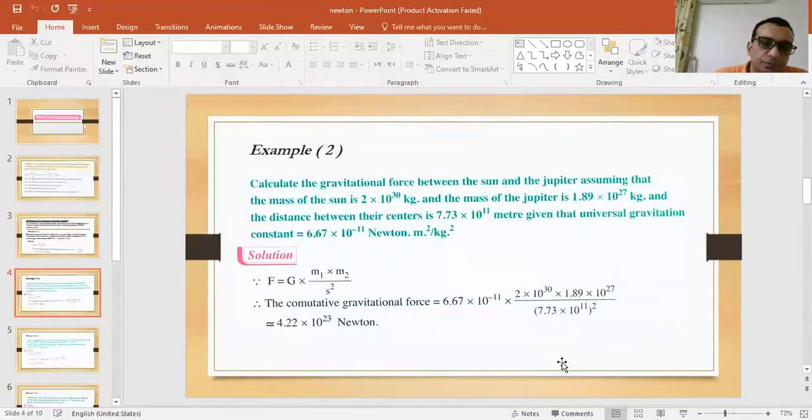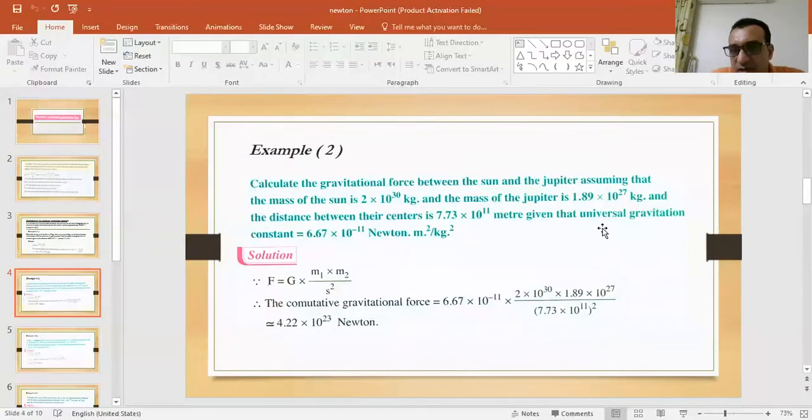Example 2. Calculate the gravitational force between the Sun and Jupiter, assuming that the mass of the Sun is 2 times 10 power 30 kilogram, and the mass of Jupiter is 1.89 times 10 power 27 kilogram, and the distance between their centers is 7.73 times 10 power 11 meter.